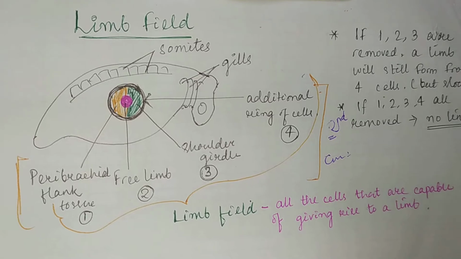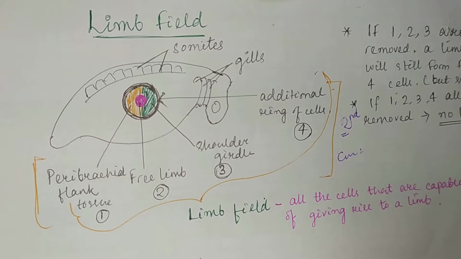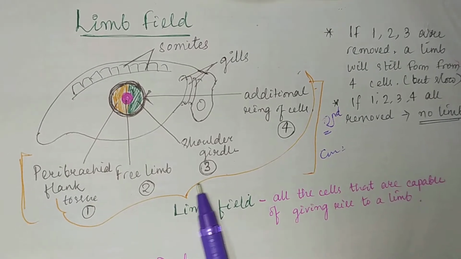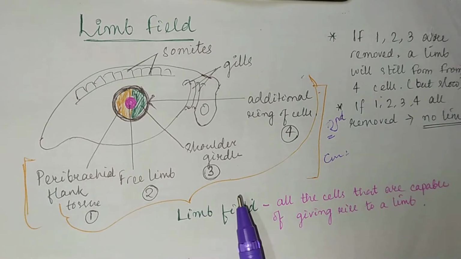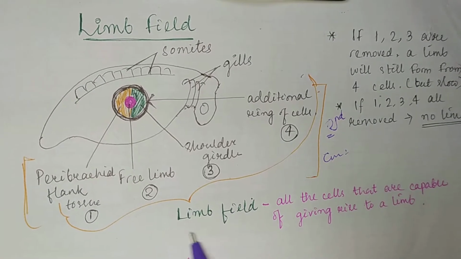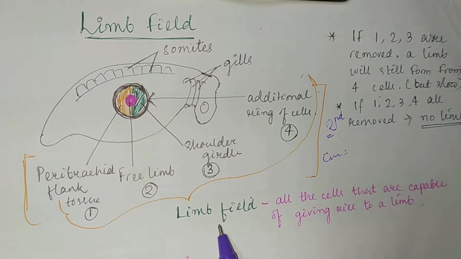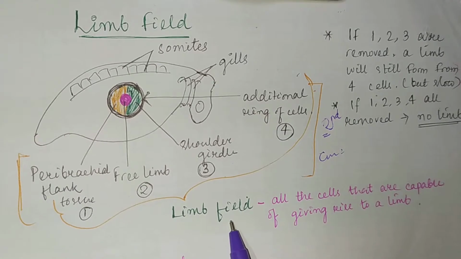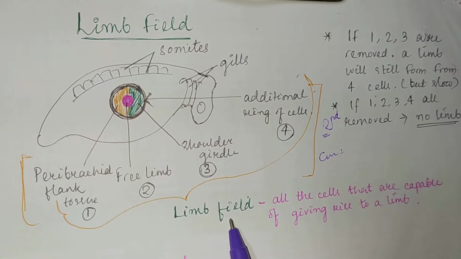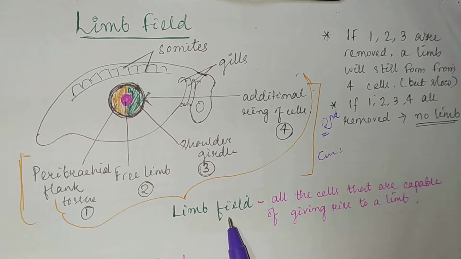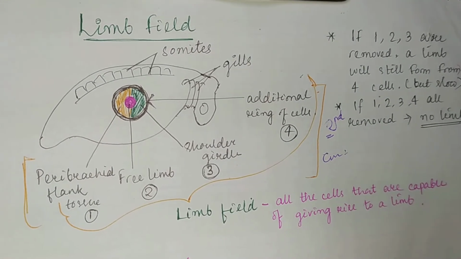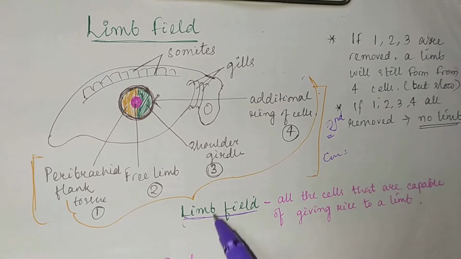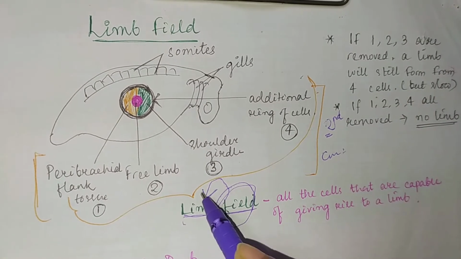So in this video we are going to learn about the limb field. Now the limb field is very important to understand tetrapod limb development, because generally we ignore this part in CSIR as no questions have been asked from this area. But this is also important, and in future questions might be asked. So limb field, as the name says, is a field which gives rise to the limb.